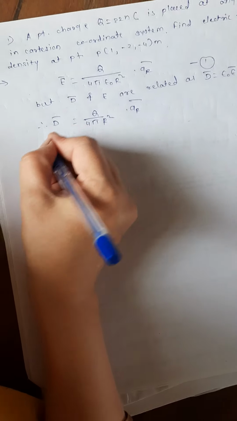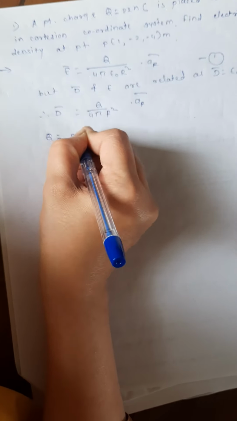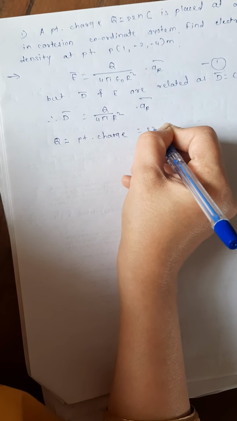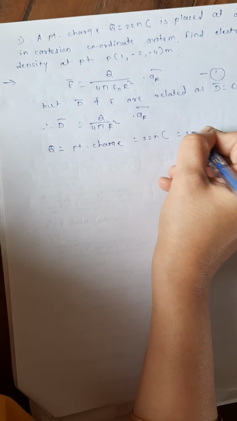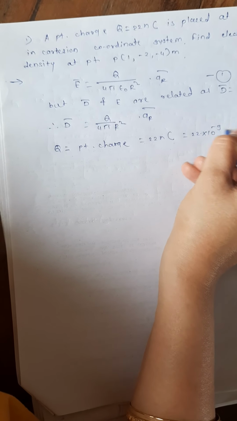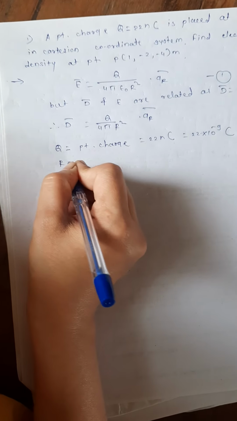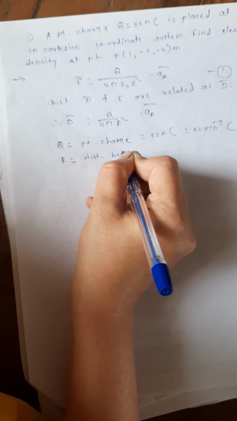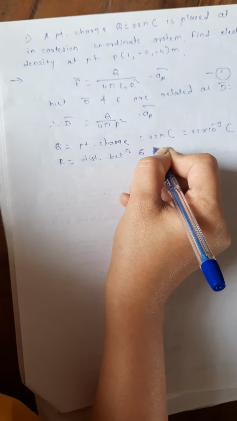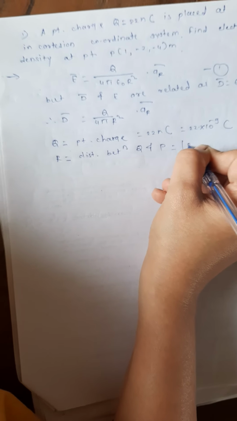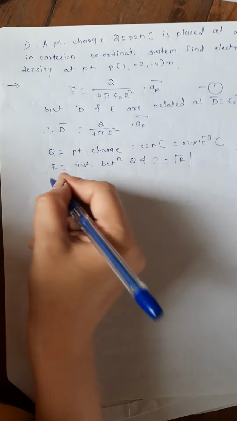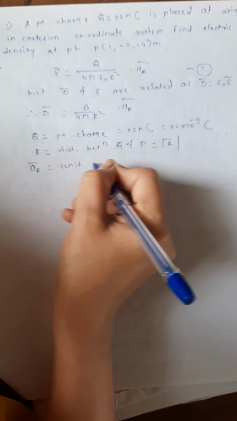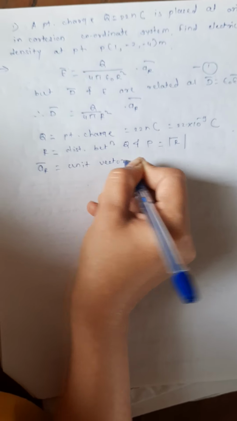Now here Q is what? Q is the point charge, which is 22 nanocoulomb. So it is 22 into 10 raised to minus 9 coulomb. R is the distance between Q and P, which is mod of R bar. And what is AR bar? It is the unit vector in the direction of R bar.